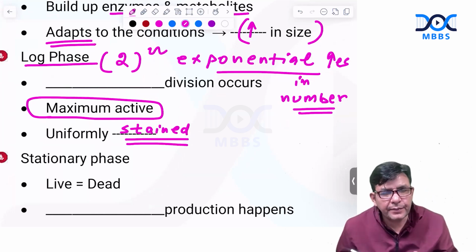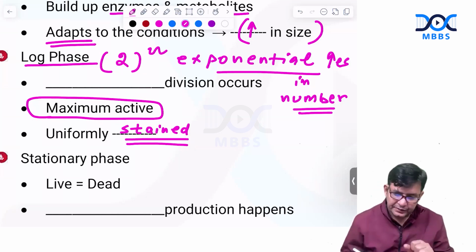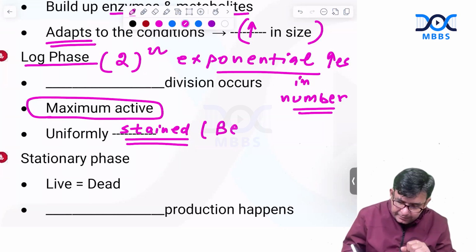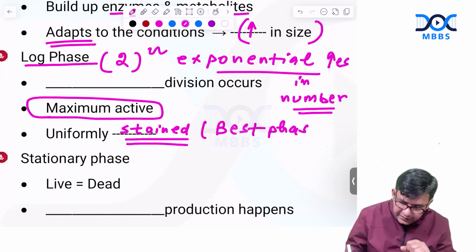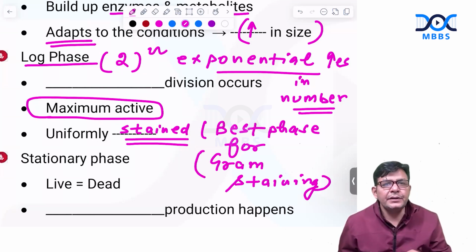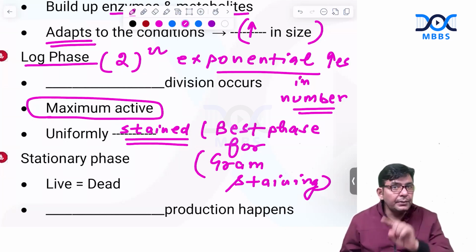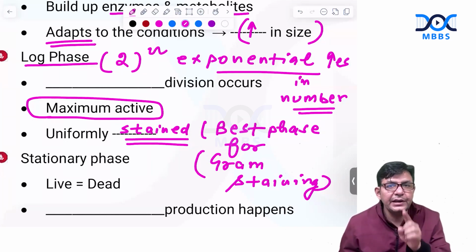So if somebody asks which is the best phase for gram staining, the answer is log phase. And why is it so? Because in this phase, the bacteria are uniformly stained. It is the best phase for gram staining, so this also needs to be remembered. Growth number increases, but the growth rate is constant.